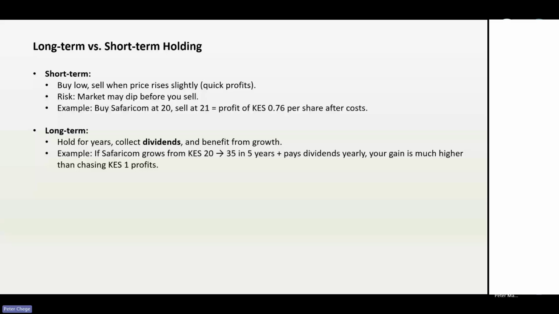So short term is where you buy, like Safaricom, when it is 20, you sell when it's 21, then the profit is that difference, but then factor out cost. Also remember your dividend. You always forget to count the dividend. That's why you hear investors saying you can't make money in NSE, because they usually forget to factor in dividend.